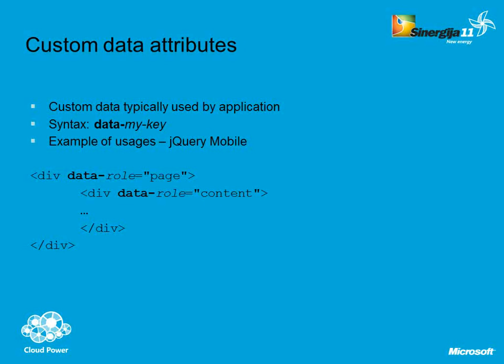I think the typical example of the usage is jQuery Mobile. This is a framework for creating mobile websites, and so you don't need to take care whether you are running the website on Windows Phone or iPhone or Android or Bada, MeeGo, BlackBerry, Symbian, and so on. This is the typical usage of the custom data attributes.